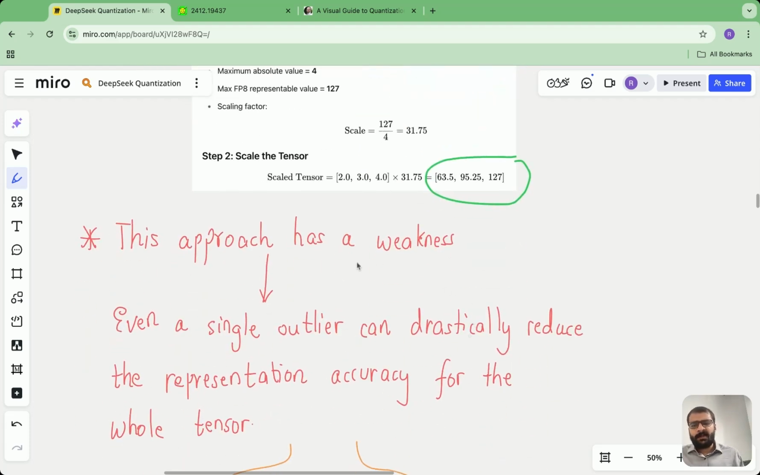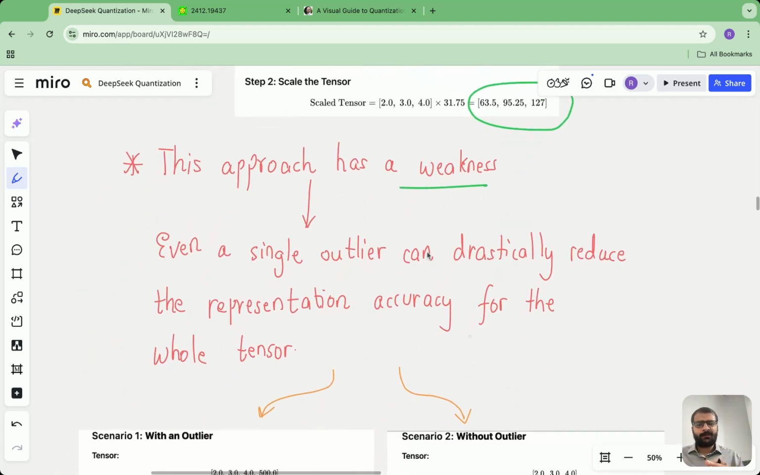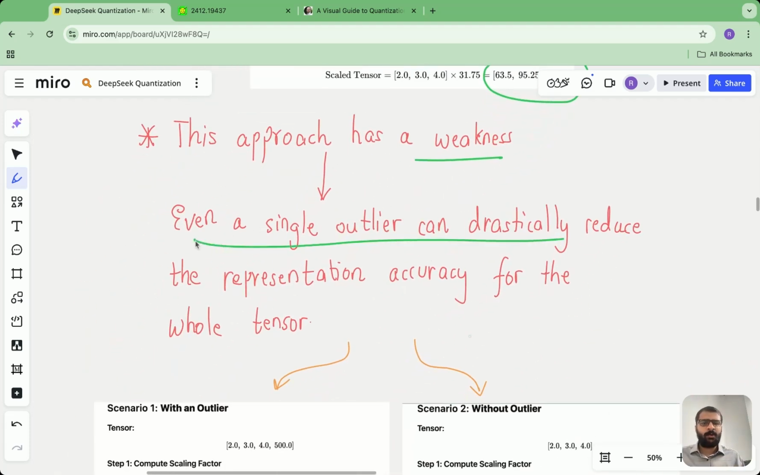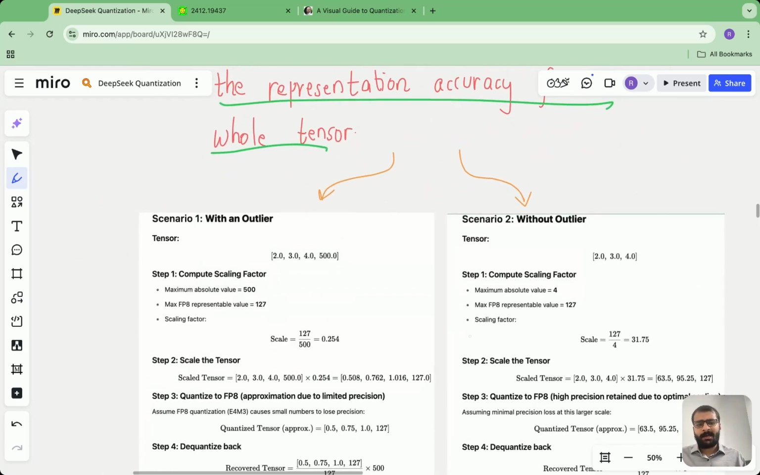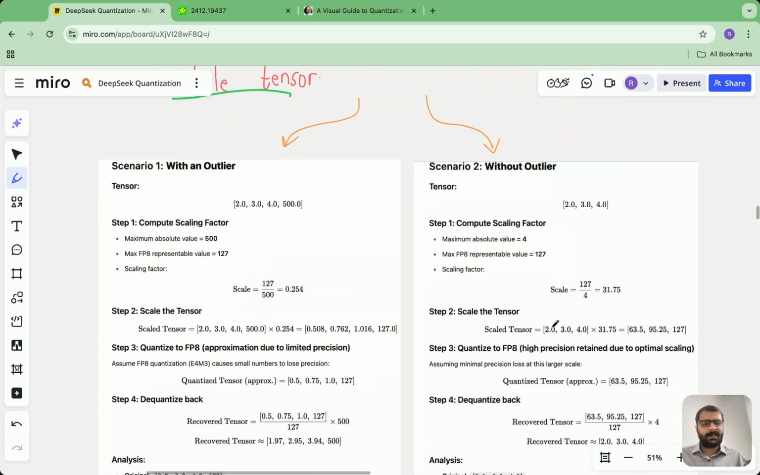But this approach has a big weakness. The major weakness of this approach is that even a single outlier can drastically reduce the representation accuracy of a whole tensor. And let me explain to you what I mean by this.